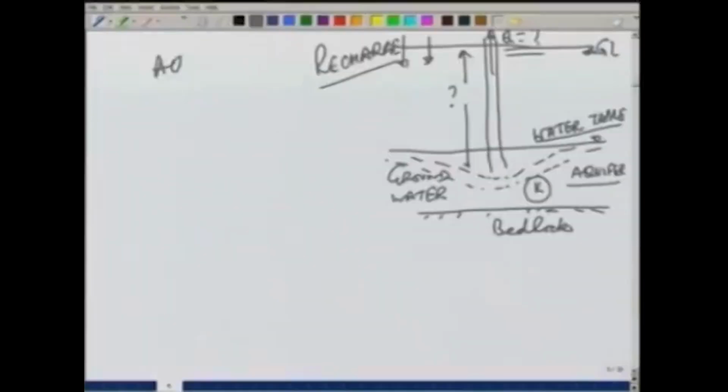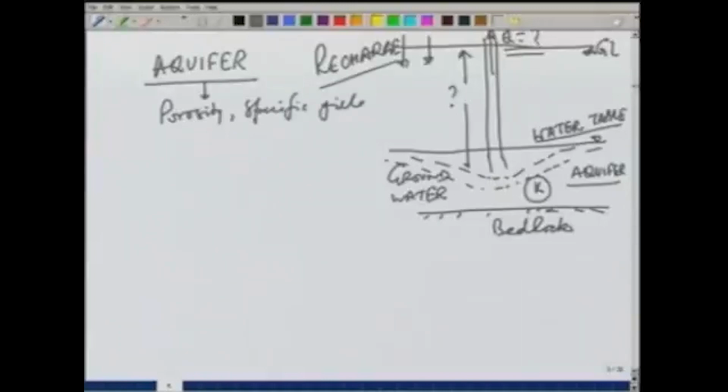So, aquifer description can be thought of in terms of its porosity, specific yield, hydraulic conductivity or permeability. So, these are some important parameters of the aquifer.